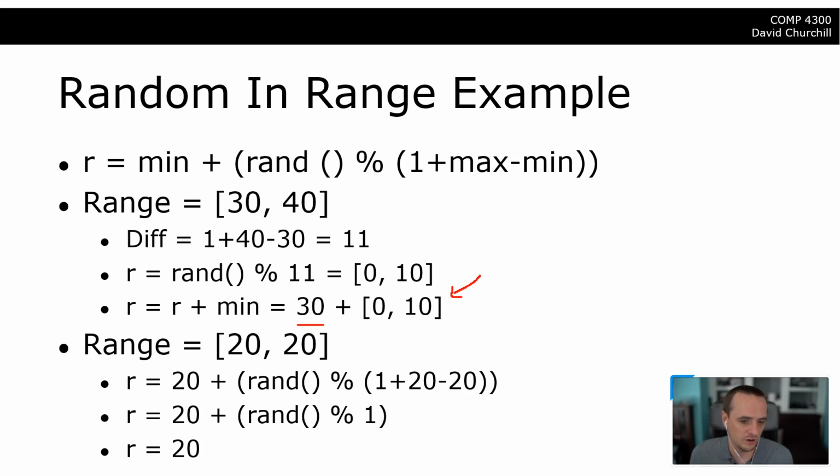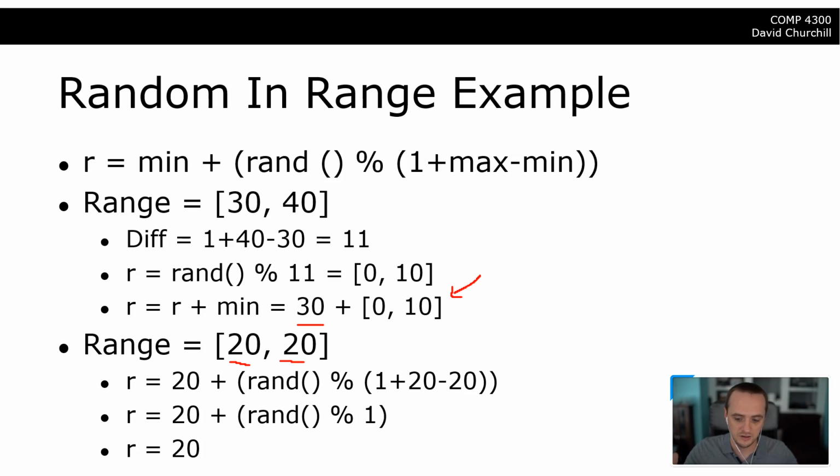And this also works if we want to generate a random number in a range of like itself, right? So if we have a range which is itself to itself, then 1 plus this, rand mod 1 always returns 0. And so we will just get the number back, okay? So that's how you just do the math for that.